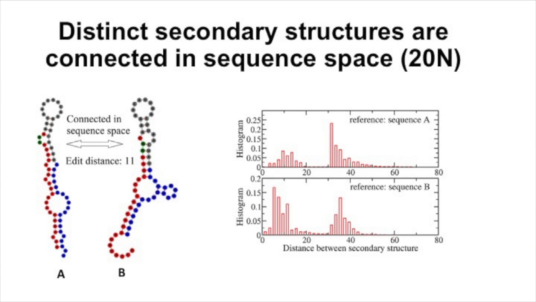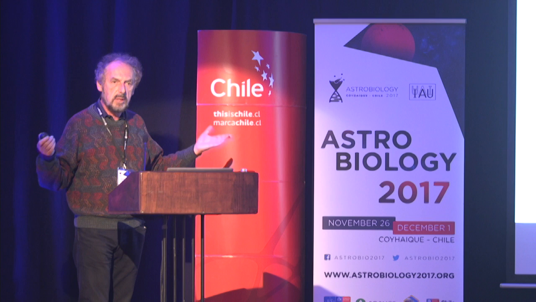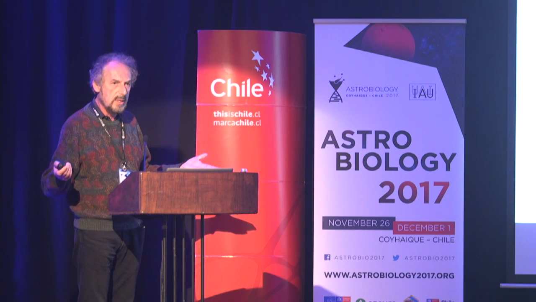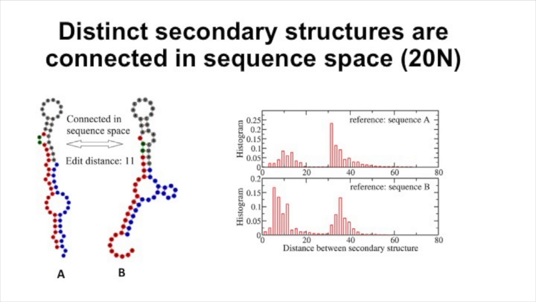So now let's talk a little bit about the other sequences. This was just an example of one type of sequence, one peak in this landscape. So let's talk about what the landscape looks like in general.